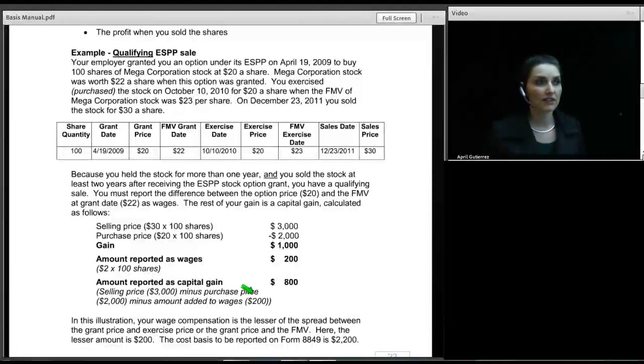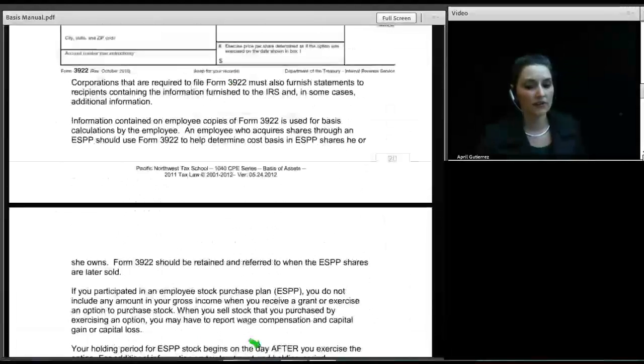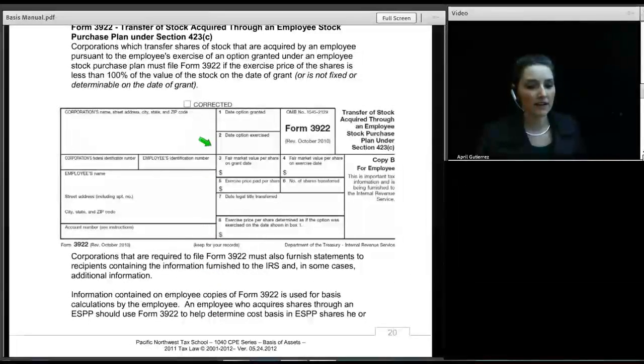How do I figure all of this out? Well, one of those is to go back up to that 3922 document because it's showing the date the option was exercised, the fair market value on that grant date, the fair market value on the exercise date. And if I meet the holding periods, I should be able to go with the difference between the grant price and my fair market value on the grant date. But if I don't meet the holding period, then I have to go with the difference between the fair market value on the exercise date and the grant price.